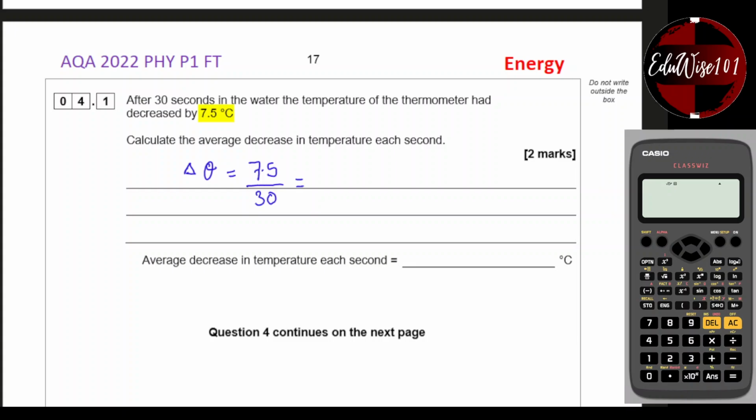It will give me 7.5 divided by 30, which is 0.25. 0.25 is the answer. So every second the temperature is going down by 0.25 degrees Celsius.